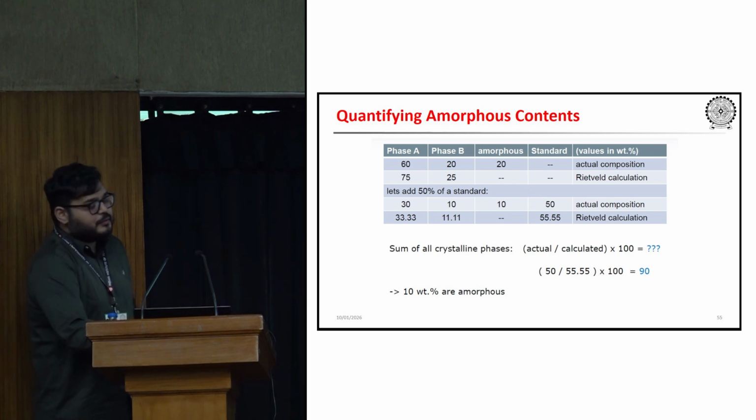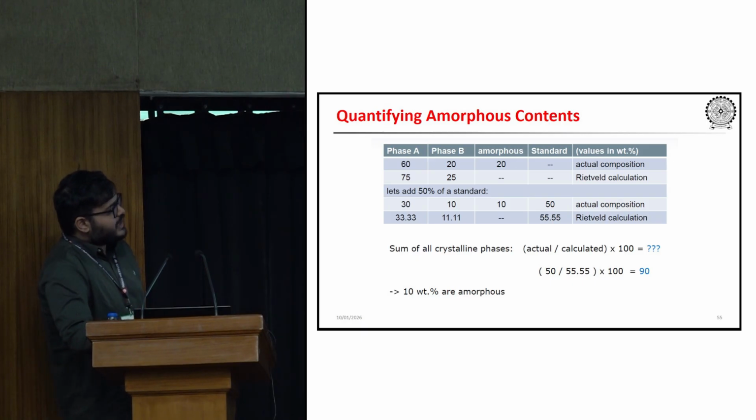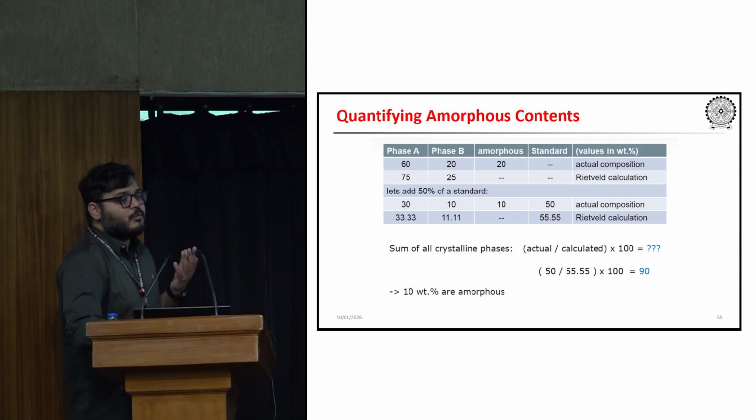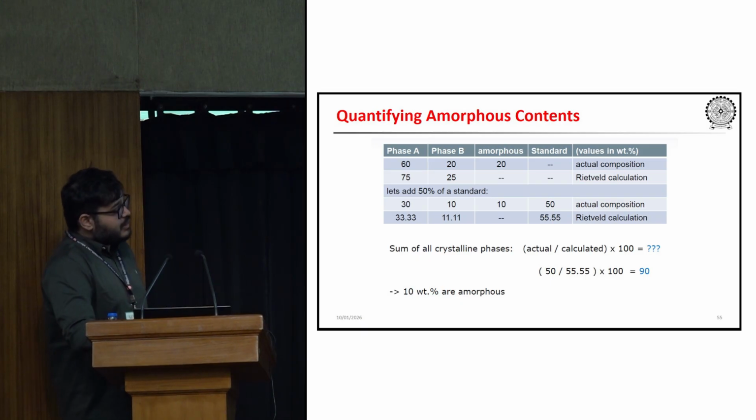So let's say I'm adding 50% of rutile to the sample. Now the actual composition is going to be 30% phase A, 10% phase B, 10% amorphous content, and 50% of the standard which we are adding. So when we do the Rietveld refinement, again, keep in mind XRD is invisible to amorphous phases. So we'll get approximately 55.55% of your standard.